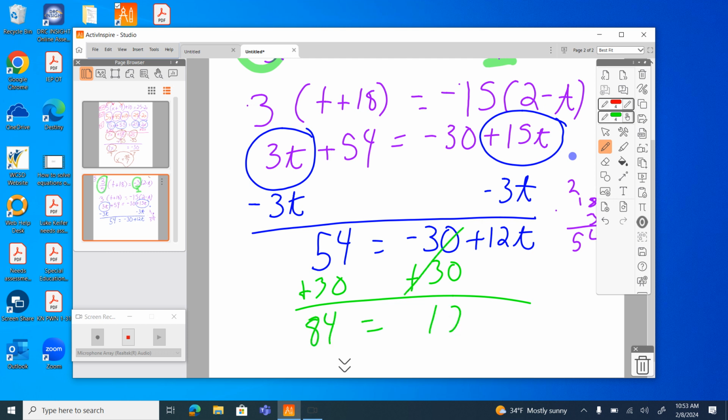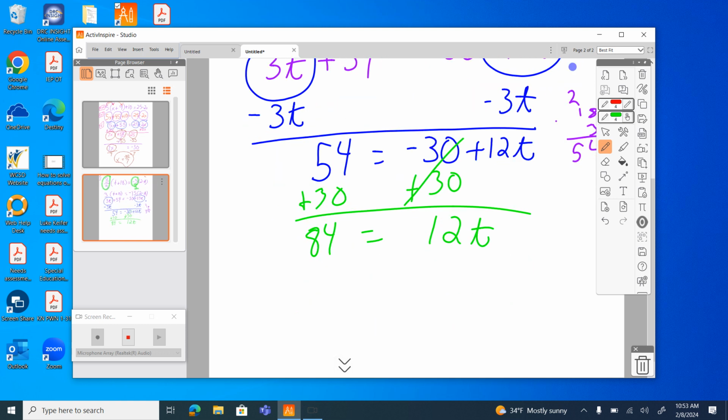What do I do next? 84 equals 12t. 12 times t, so how do I undo multiplication? Divide. Divide by 12.